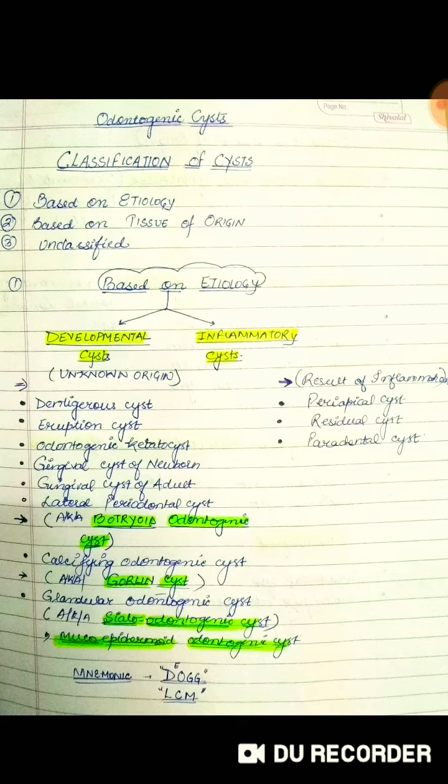Then the residual cyst, which is basically the remnant. If the periapical cyst is not removed properly, then the remnants which remain give rise to the residual cyst. And the last one is the periodontal cyst.